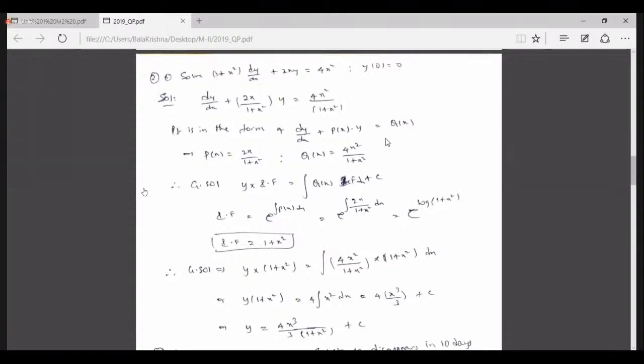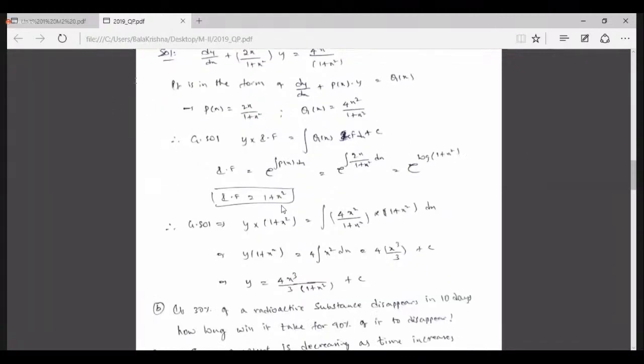As it is a linear differential equation in terms of y, the general solution is y into integrating factor is equal to integral q of x into integrating factor with respect to x. So integrating factor is e power integral p of x, where p of x is 2x by 1 plus x square. Evaluation: it is in the form of f dash by f of x. Derivative of 1 plus x square is 2x. So therefore it is log f of x, that is 1 plus x square, which is e power log of 1 plus x square, nothing but 1 plus x square. Integrating factor is this one.